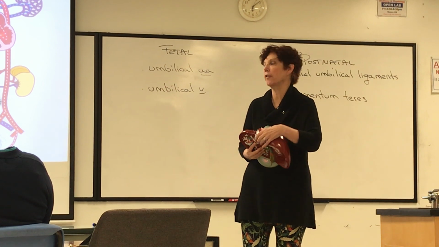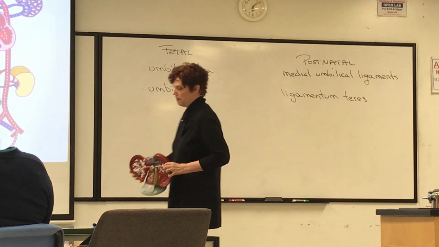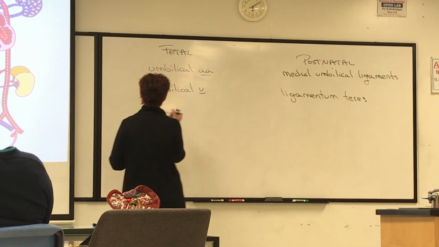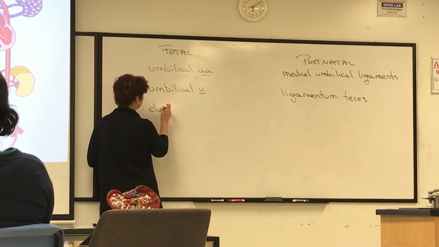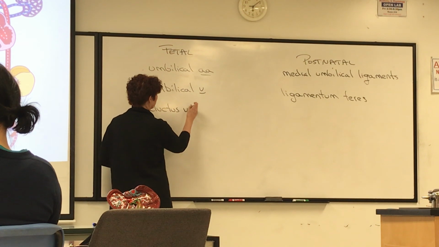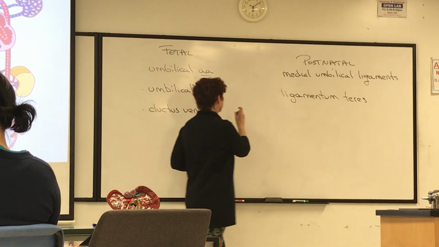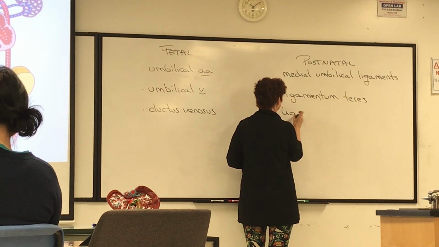So what is this structure that drains that, or bypasses the liver in the fetus? Ductus venosus. And this is the easiest transition structure. This is called ligamentum venosum.